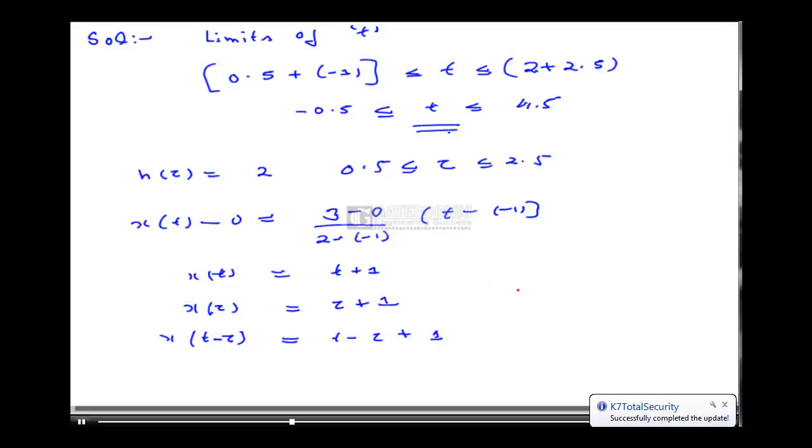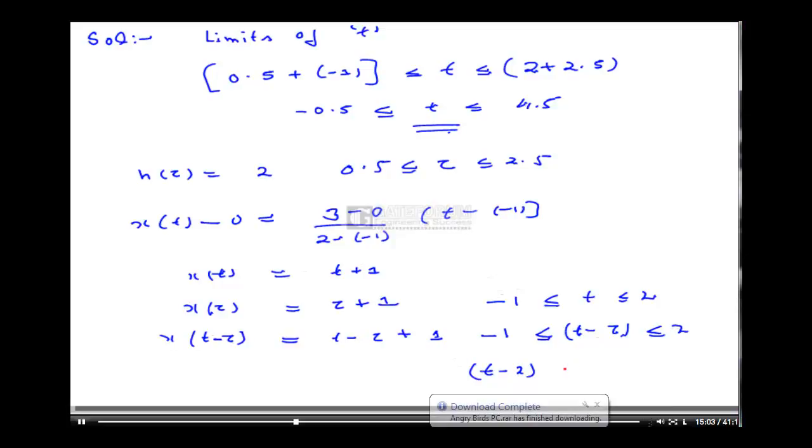So this x tau is lying between minus 1 to 2, so this will lie between t minus tau. Okay. So tau is lying between t minus 2 and t plus 1. Okay. So the first thing is finding the limits of t. After finding the limit of t, finding the expression for h tau, x tau and x of t minus tau.